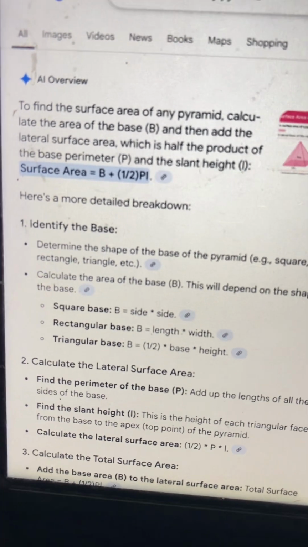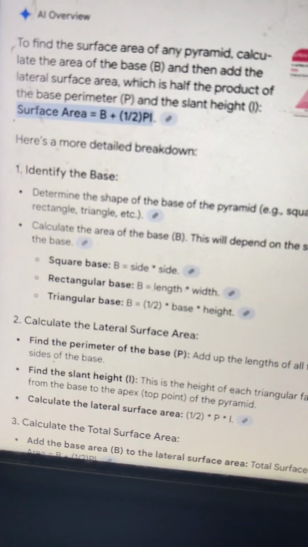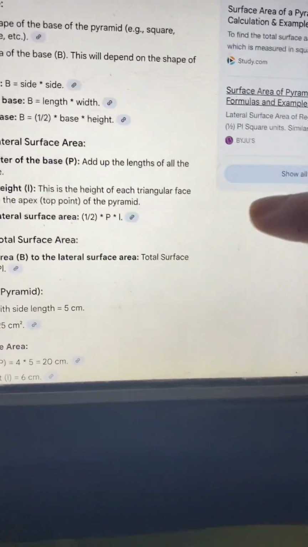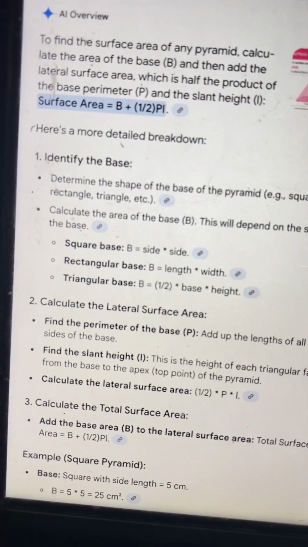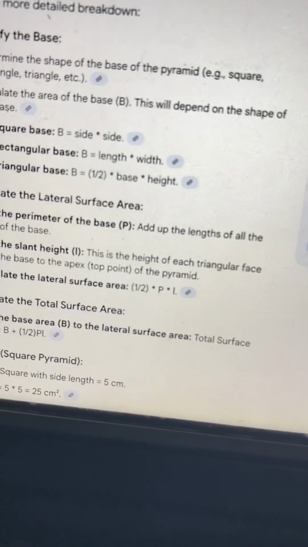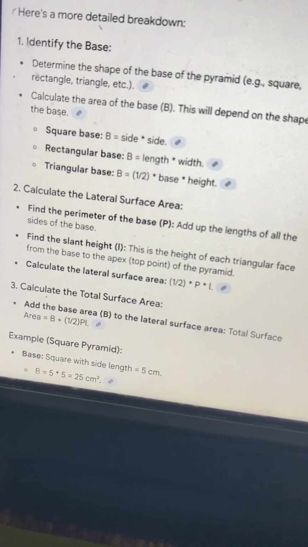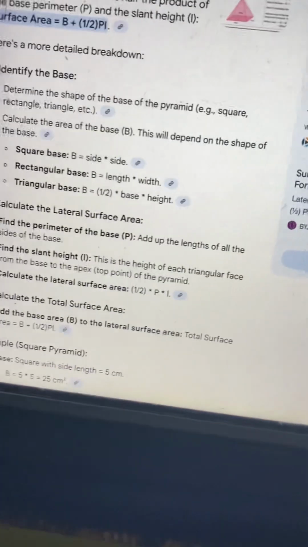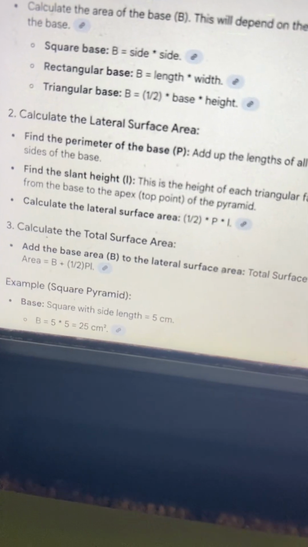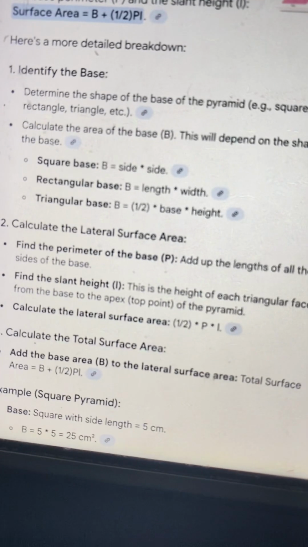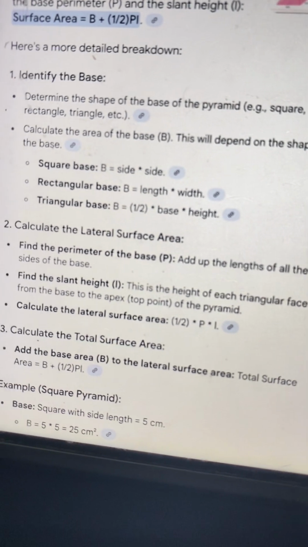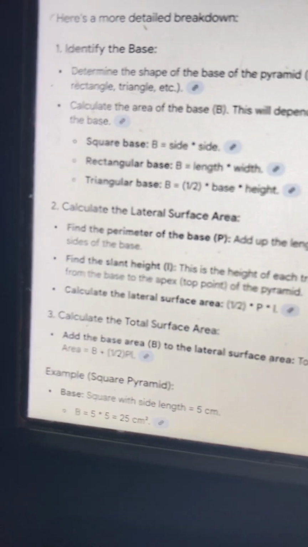So, don't worry. There are just a few simple steps. Step 1, identify the base. If it's a square base, side times side. If it's a rectangular base, length times width. Triangular is half BH. Then calculate the lateral surface area, or the surface area of the lateral faces. Find the perimeter of the base. Add up the lengths of all of the sides of the base.